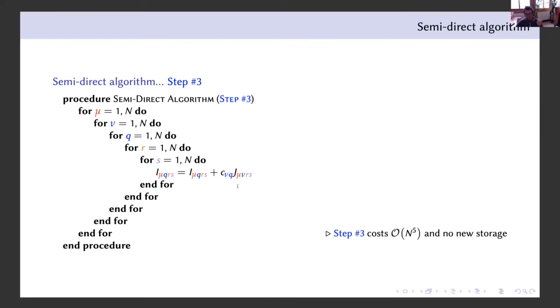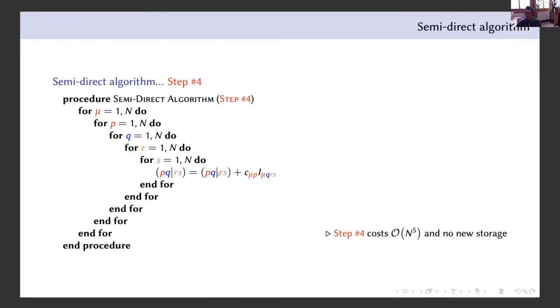So I'm going to accumulate over mu and q. So it's an n to the 5 algorithm, 5 loops, and no new storage because I can reuse the I array that I used at step number 1. And so now you understand how I'm going to do step 4. In step 4, I'm going to use this I array and store everything in my final result and do the last 2 summations.